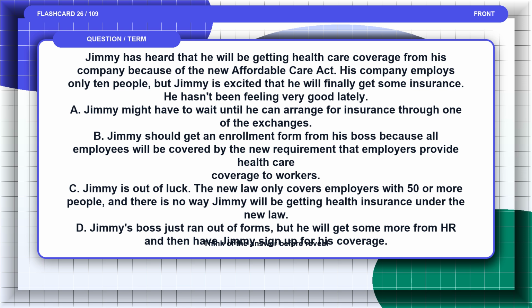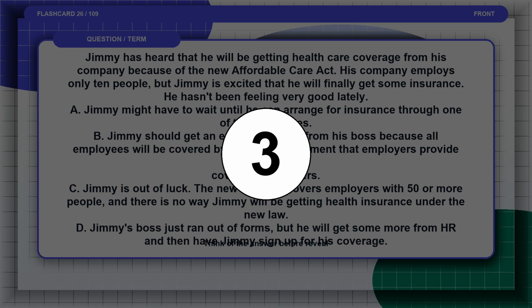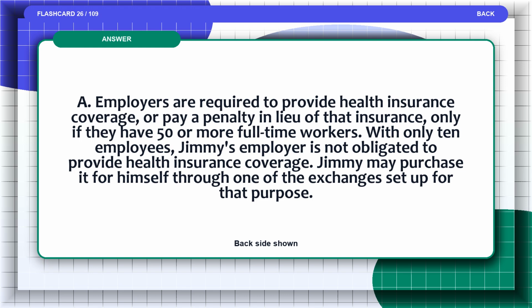Jimmy's boss just ran out of forms, but he will get some more from HR and then have Jimmy sign up for his coverage. Pause and think of the answer before the reveal. The answer is: employers are required to provide health insurance coverage or pay a penalty in lieu of that insurance only if they have 50 or more full-time workers. With only 10 employees, Jimmy's employer is not obligated to provide health insurance coverage. Jimmy may purchase it for himself through one of the exchanges set up for that purpose.